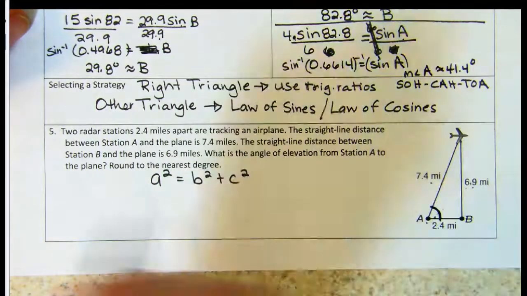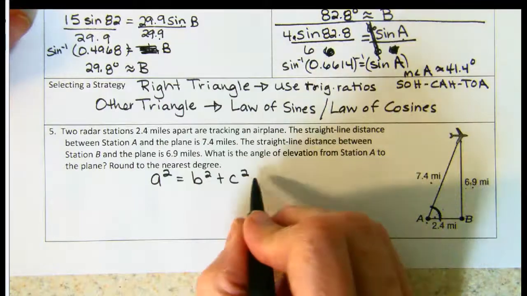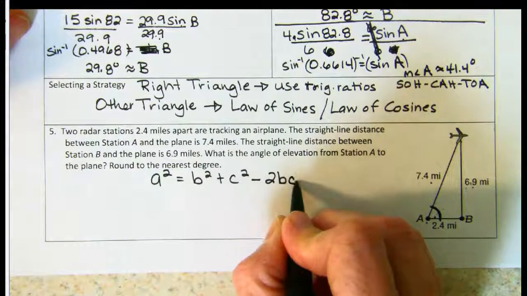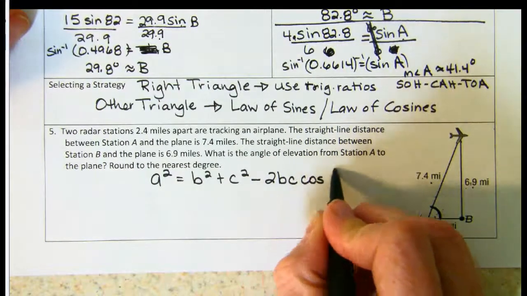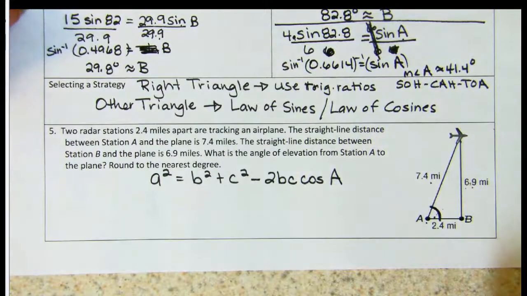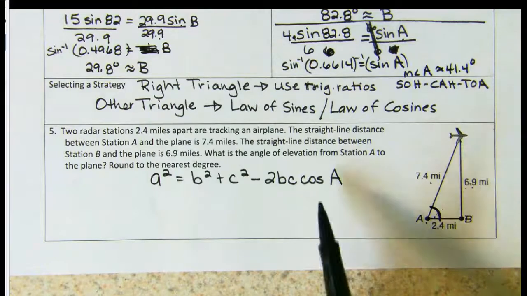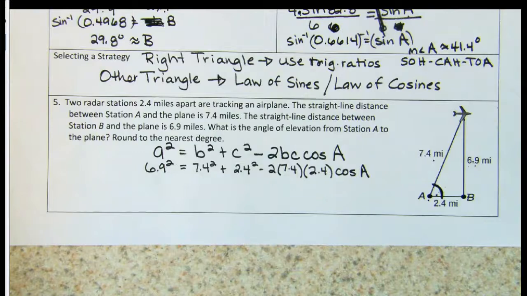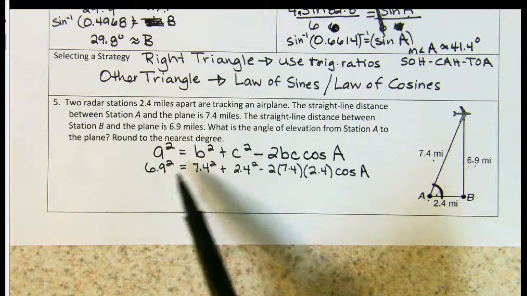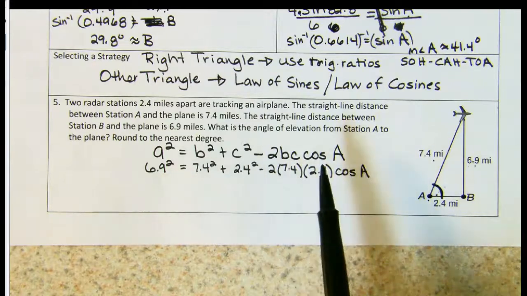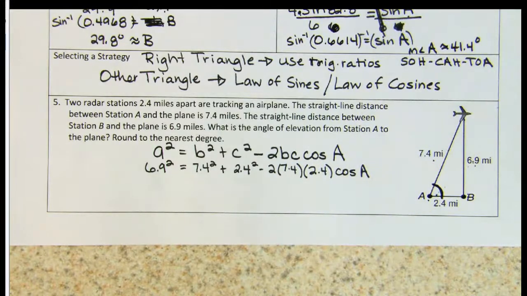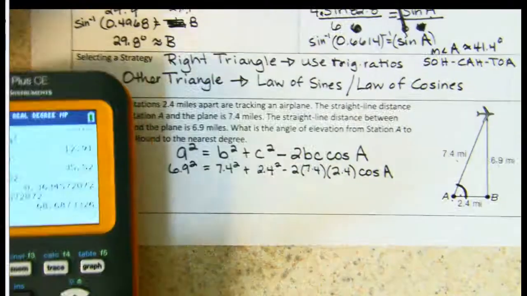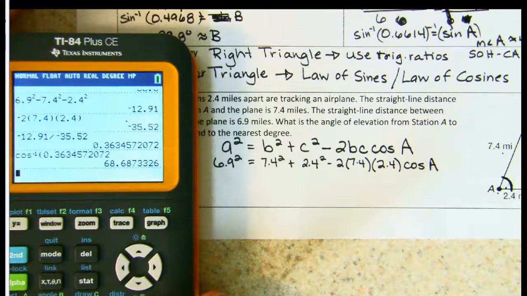A squared equals B squared plus C squared, subtract 2BC cosine A. Now, I would like for you to pause the video and try to stick all of the numbers in there and round this angle to the nearest degree. The first thing that I hope you have done is that you have plugged in all of the numbers where they're supposed to be. Then, at this point, you can turn it over to the calculator. So I'm going to show you my calculator and the steps that I have done.